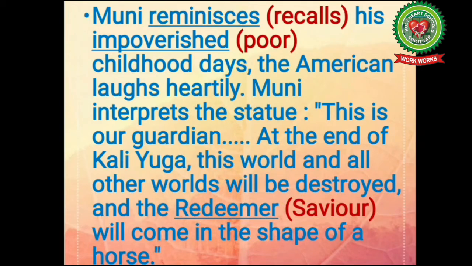Now, children, Muni remembers about his poor childhood days. The foreigner does not understand him but laughs heartily. Muni explains the principles of Hinduism to the American and the reincarnation of the Kalki. He says that the statue of the horse is their guardian. At the end of the Kali Yuga, this world and all the other worlds will be destroyed, and the Savior will come in the shape of a horse.